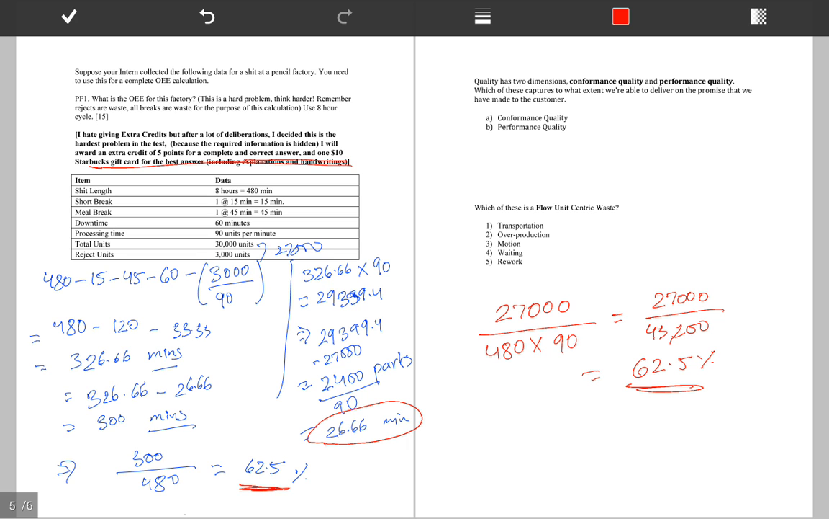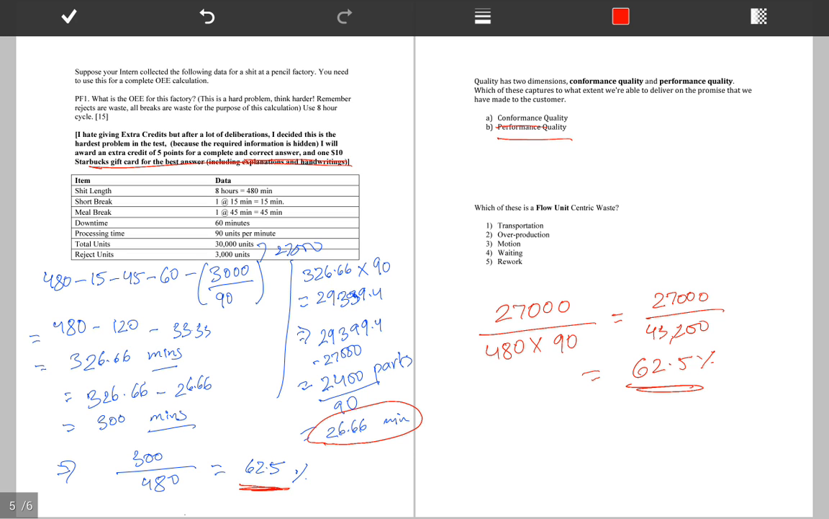The next question has two multiple choice parts. Quality has two dimensions, conformance and performance quality. Which of these captures to what extent we are able to deliver on the promise that we made to our customer? As I told you, performance quality: Mercedes is a good car not because of what was promised, but because we all agree to it. It performs well. That's the idea. Mercedes is a better car than a Camry or so.